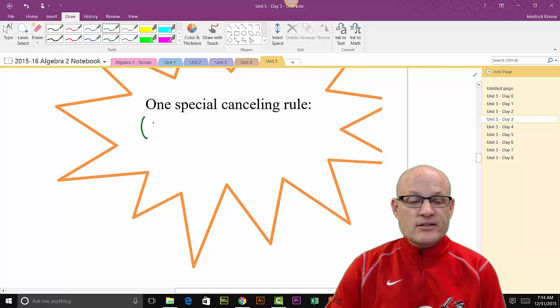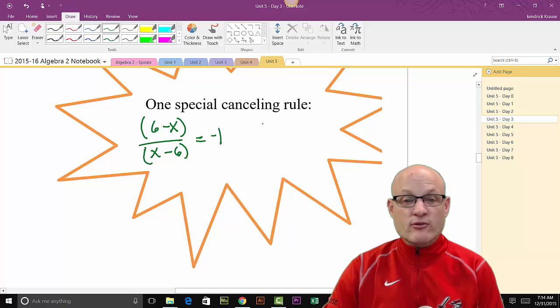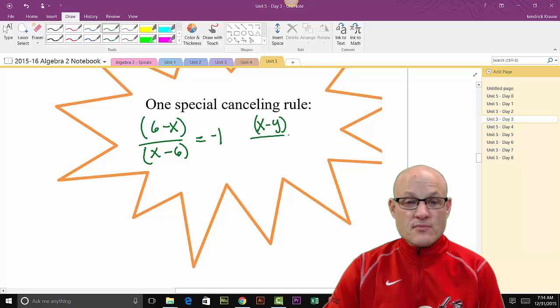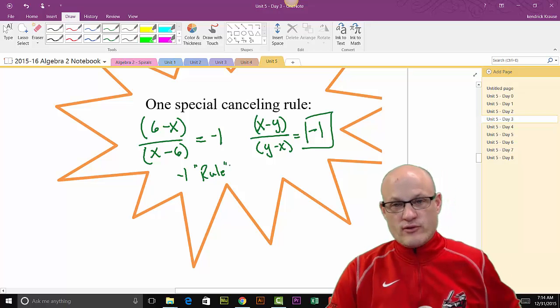Let's take 6 minus x over x minus 6. If they are backwards like this, you get negative 1. Let me do it in a general case. How about this? x minus y over y minus x. As long as they're backwards from each other, this is always going to equal negative 1. And I call this the negative 1 rule, but rule is really in quotes. It's not really a rule. It's just Krauss's rule of negative 1s.